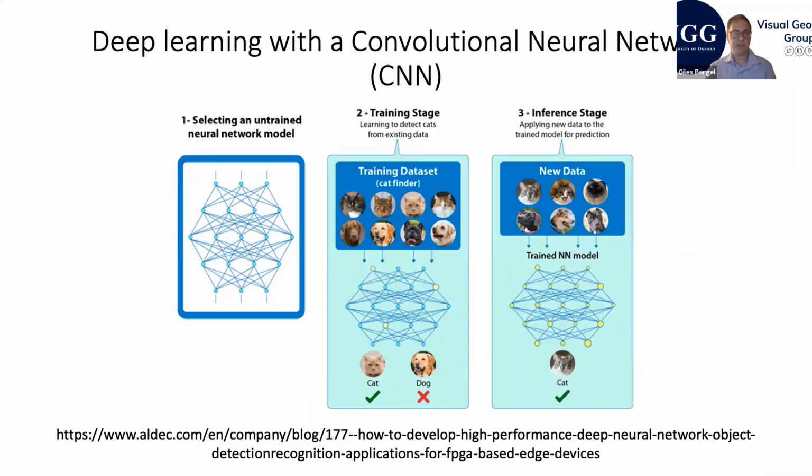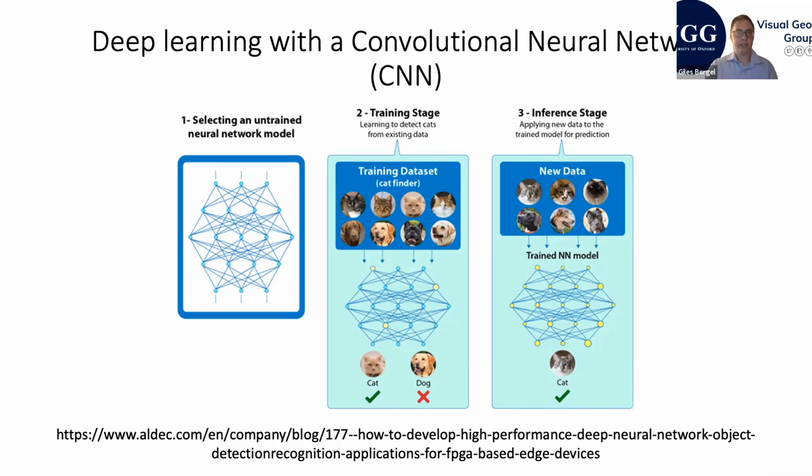Now, how do we do this? There are 3 steps. First of all, we select a suitable untrained neural network model, and then we feed it labeled images of the things we want it to find, so cats or dogs. We don't tell the network anything else about them. It knows nothing else about them. All it knows is that the things it sees have this label. And then it's over to the network to figure out the features within the image that correspond to that label. That's the training stage, and the inference stage is setting it loose on images it hasn't seen before.